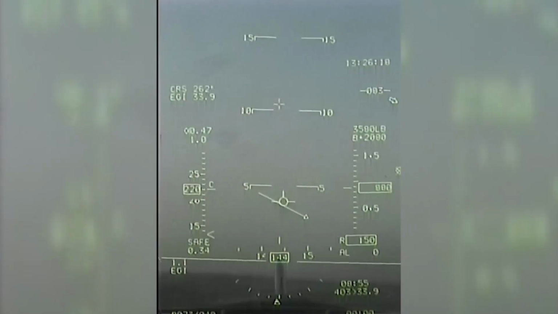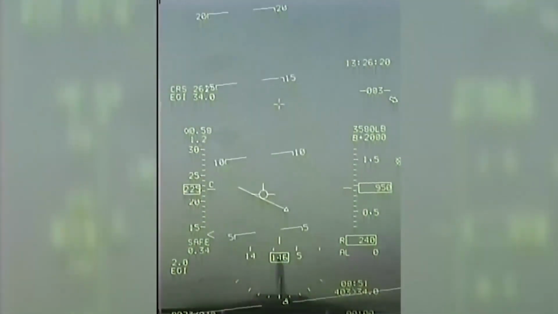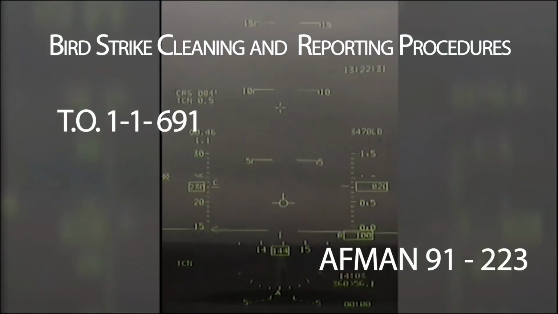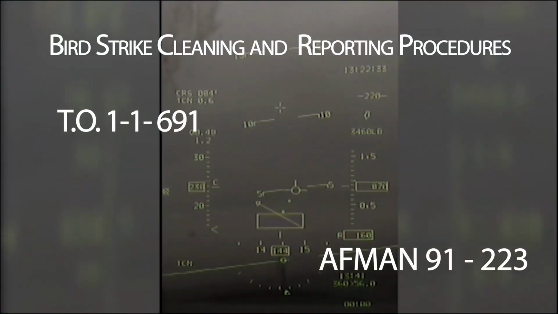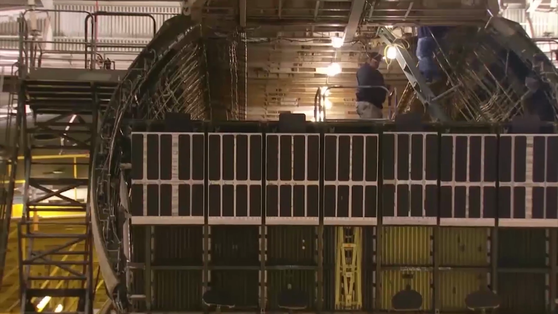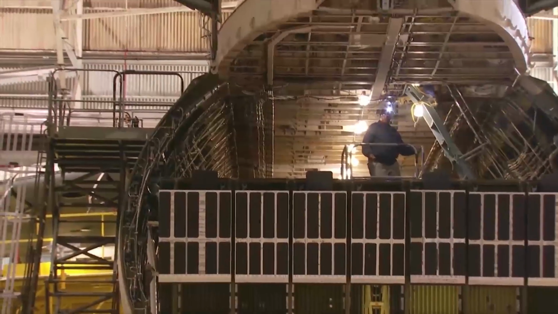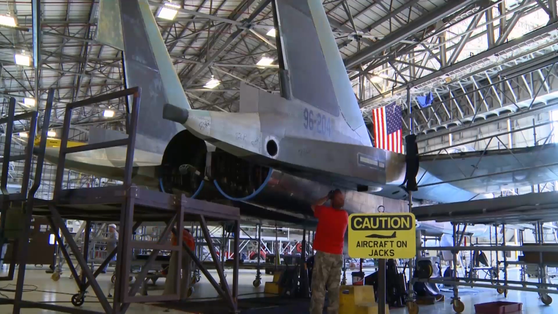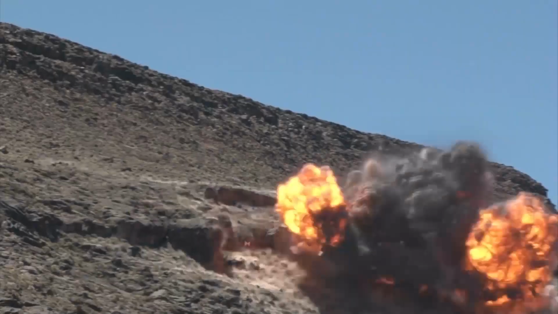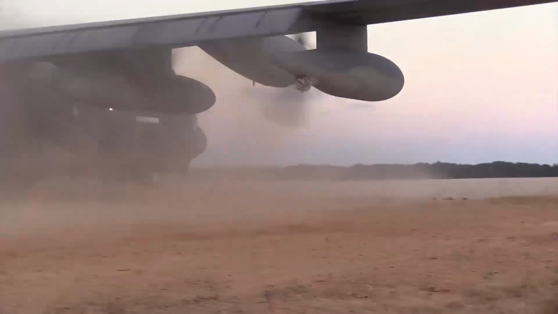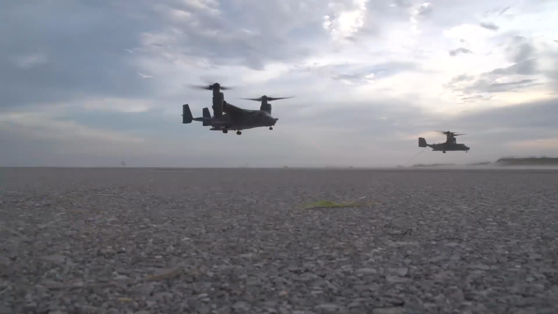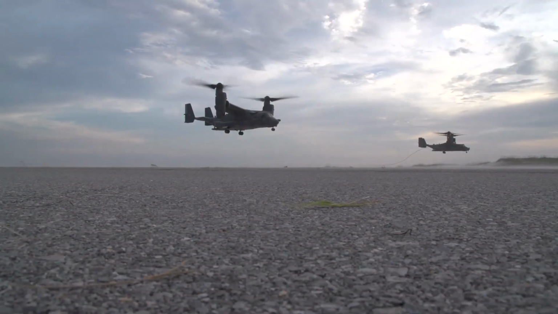Should the occurrence involve a bird strike, cleaning and reporting procedures can be found in Technical Order 1-1-691 and Air Force Manual 91-223, or any other applicable references. Additionally, common non-preventable FOD occurrences include items found during depot overhaul, engine or airframe damage caused by ricochets over a range, unimproved runway landings, or damage inflicted by rocks, stones, wood, or other objects while hovering.